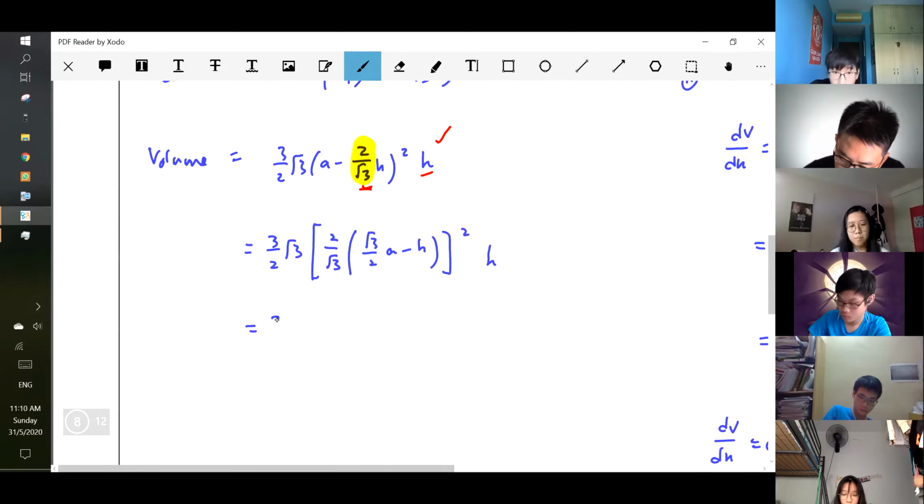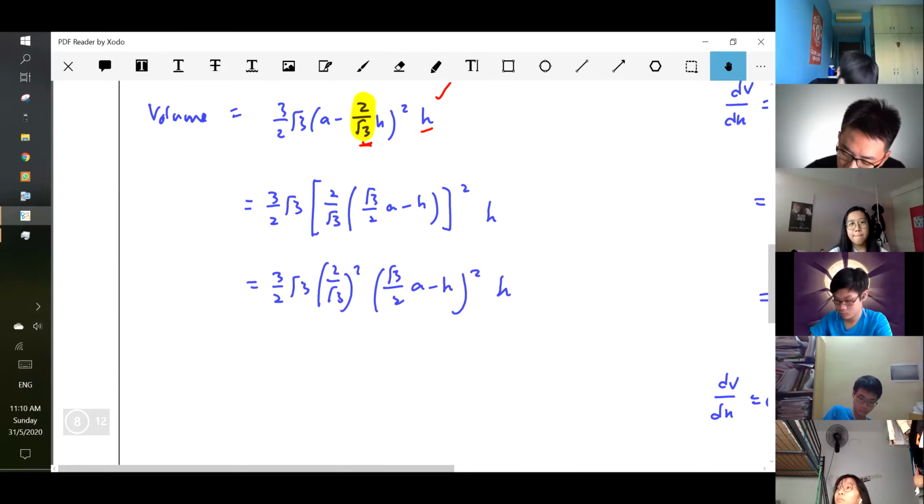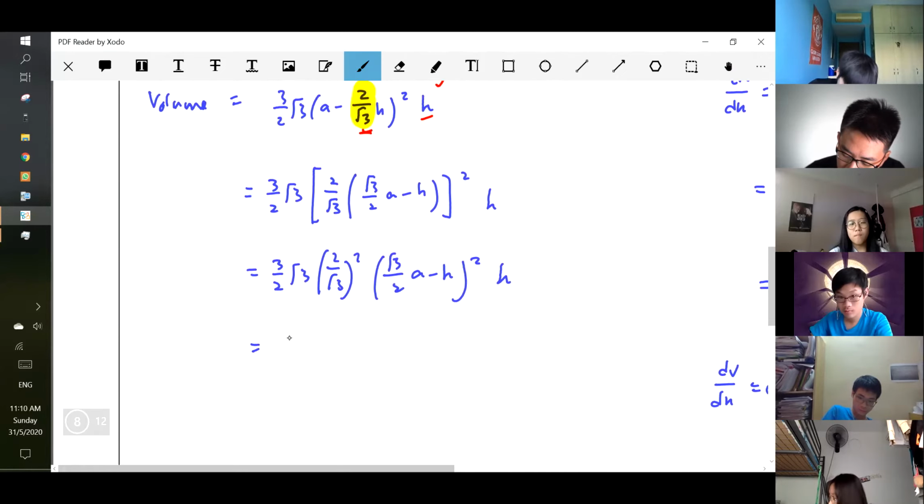So this will be just 3/2√3, 2/√3. I'm just doing it very slowly so that you won't miss what's going on here. So this is 4/3, 4/3. So it's 6/3, 6/3, 2.